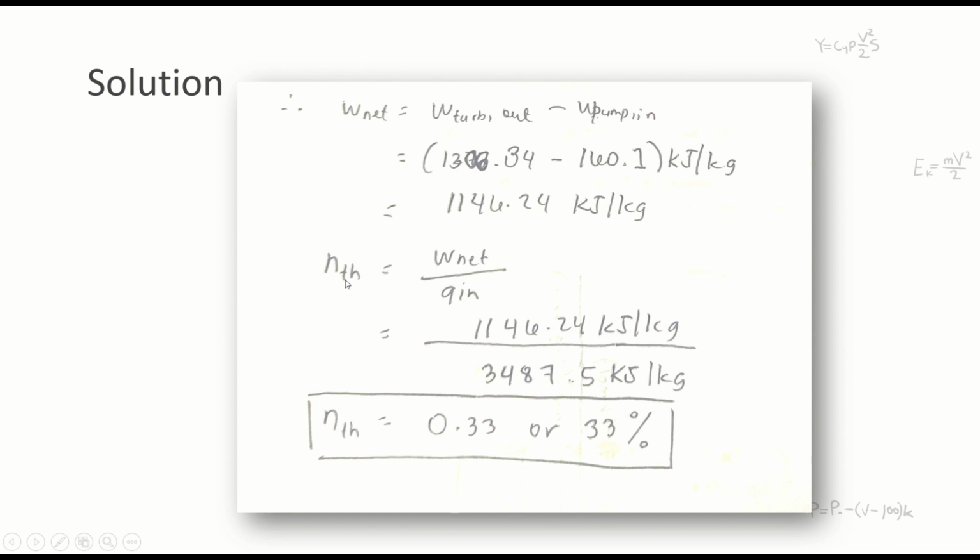Finally, we will now solve the thermal efficiency, and this part is the one we were looking for. The thermal efficiency, η_T, is equal to work net over Q in. As you can see, we already have the value of our work net, which is 1146.24 kilojoules per kilogram, and also the value of our Q in, which is 3487.5 kilojoules per kilogram. We just simply divide it in our calculator, so we now have the value of our thermal efficiency, which is 0.33 or 33%.